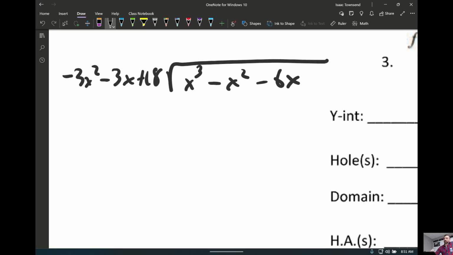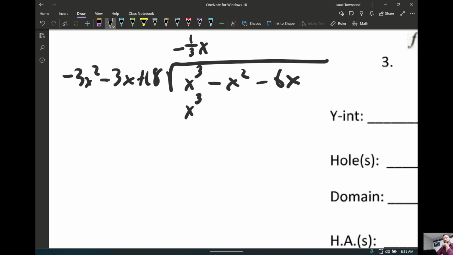Okay, so I need to think about what times negative 3x squared gives me positive 1x cubed. I would say do this in steps. Do x's first. X times x squared gives you x cubed. You need to think about positive or negative times a negative to get a positive, so this needs to be negative. Negative times negative gives you positive. Then ask yourself, what times 3 gives me 1? That would be 1/3, because multiplying by 1/3 is the same as dividing by 3. So this times this gives me positive 1x cubed. That's why I put that there.